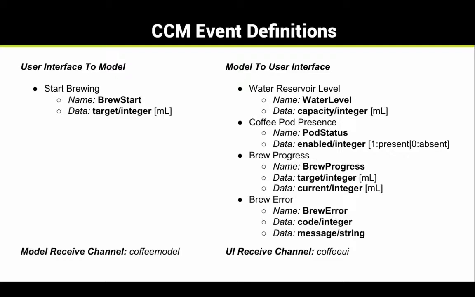In this case, if the model detects that there's some sort of an error, then we should have a mechanism for communicating that. Now, this one is a little bit different. Previously, all of our events contained integer data values. In this case, we're mixing integer data values along with perhaps some sort of a diagnostic message.